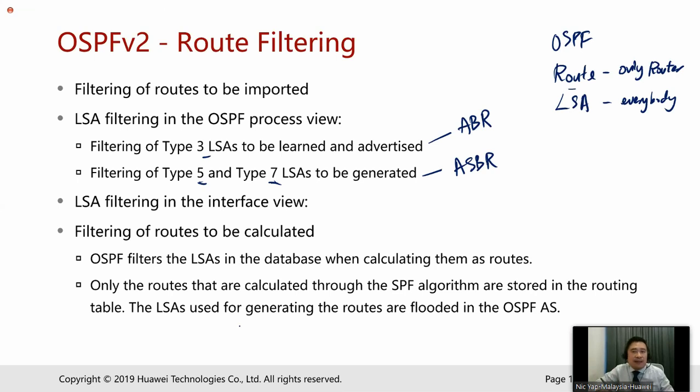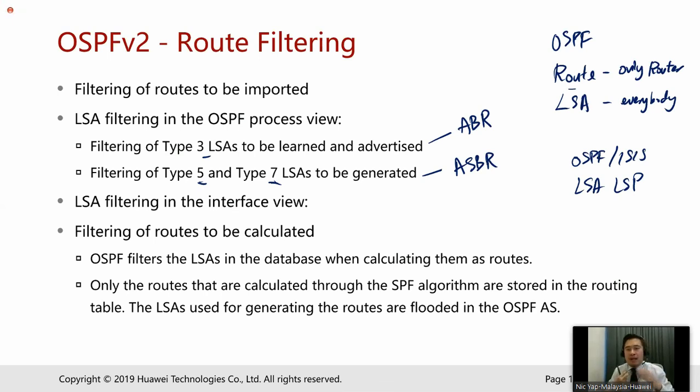But for LSA, they are still generating the route and flooding it to the whole OSPF AS. So you need to know what you are filtering. Are you filtering on the LSA or on the route? In OSPF and IS-IS, the focus is more on the LSA and LSP. They do not share route information with you. They send the link state information, and they do their own calculation.